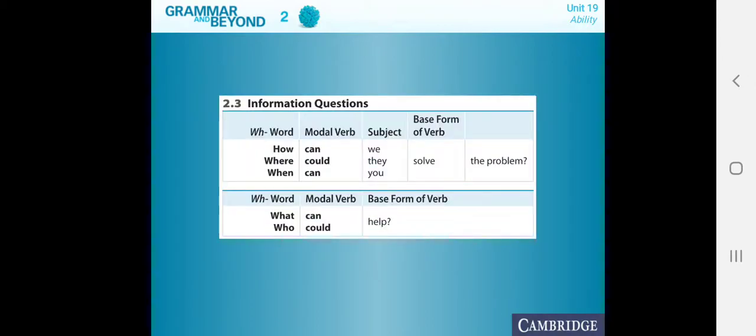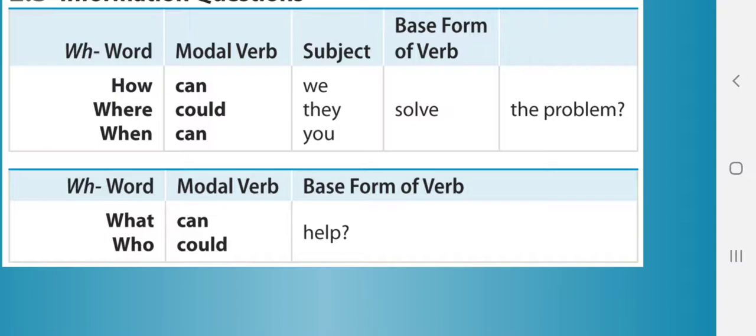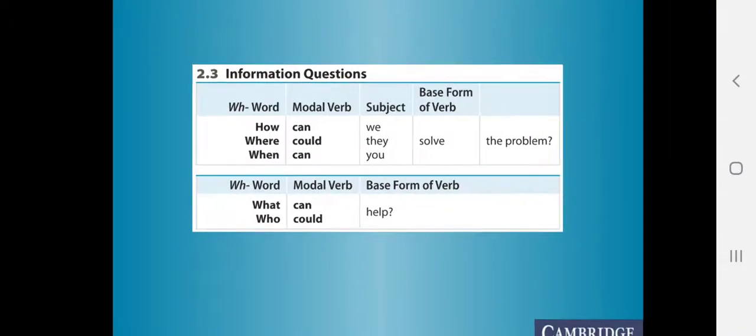In the second part, as you see here, we have a different pattern. We do not have a subject since we are looking for the subject in who, or we are looking for the object when we ask what. Okay, so that's why the pattern is a little bit different.